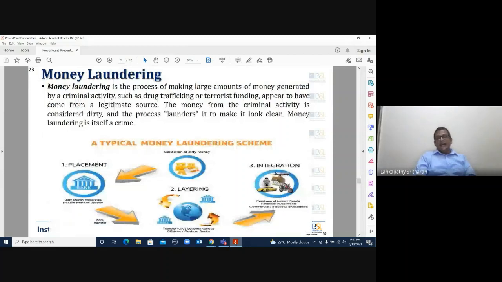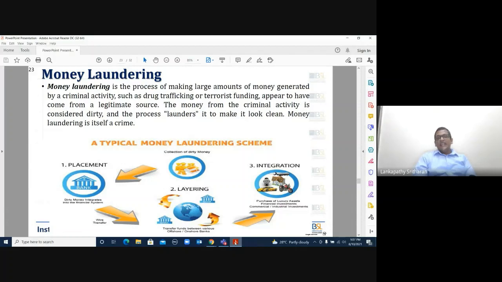Okay, this is about money laundering. Money laundering is a process of making large amounts of money generated by criminal activity, such as drug trafficking or terrorist funding, appear to have come from a legitimate source. It means the money from the criminal activity is considered dirty, and in the process of laundering, it is made into good, clean money. And money laundering itself is a crime.